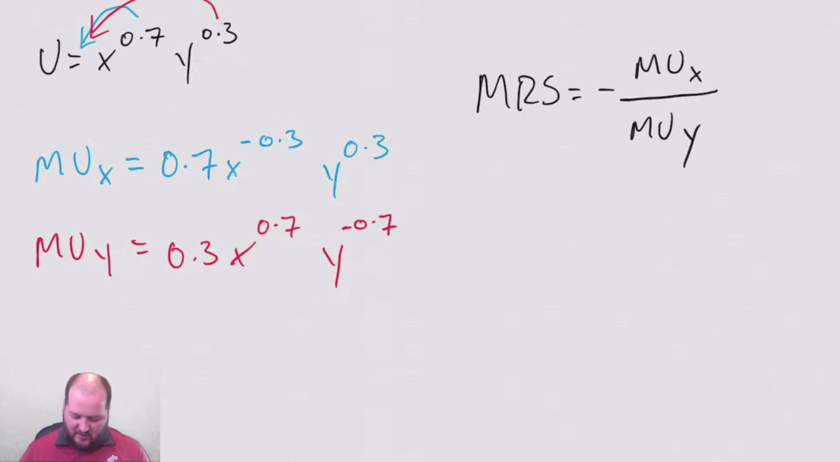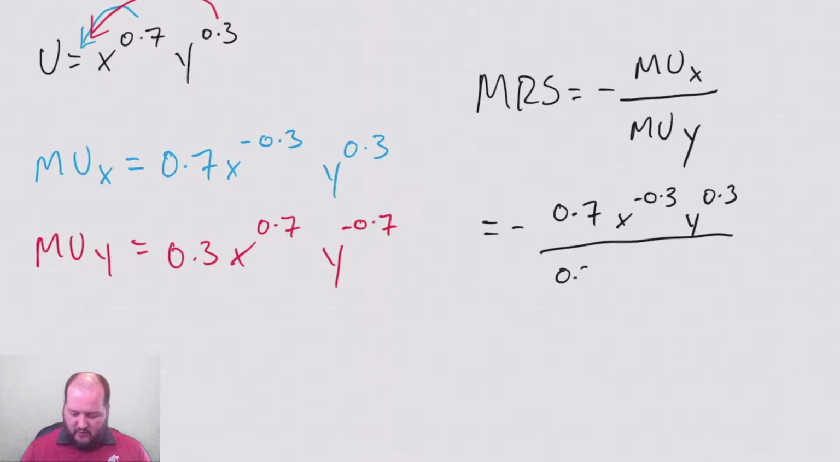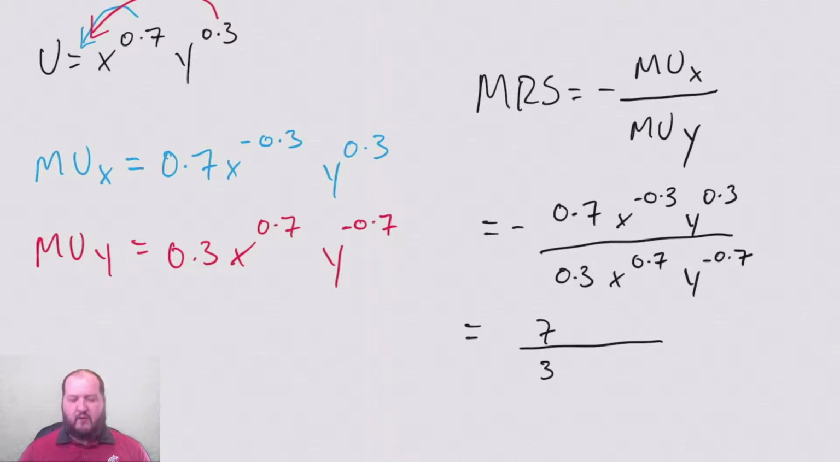So we can put this all together now. My marginal rate of substitution is negative 0.7 X to the negative 0.3 Y to the 0.3 over 0.3 X to the 0.7 Y to the negative 0.7. And we can clean this fraction up quite a bit. For the first term, the 0.7 and the 0.3, I can just rewrite that as 7 over 3. Get rid of those decimals by basically multiplying each of them by 10.